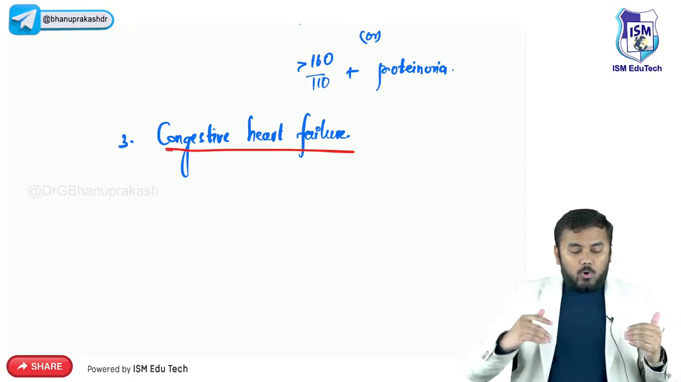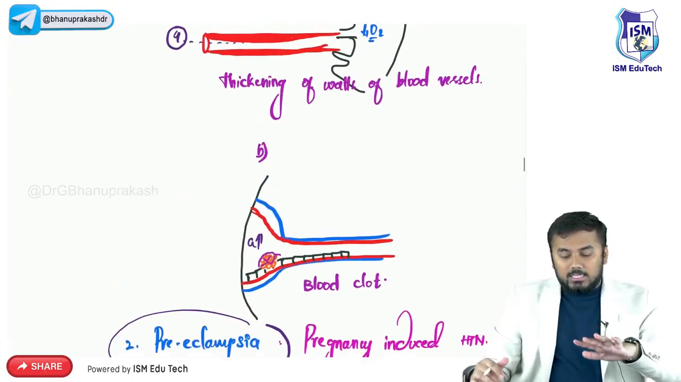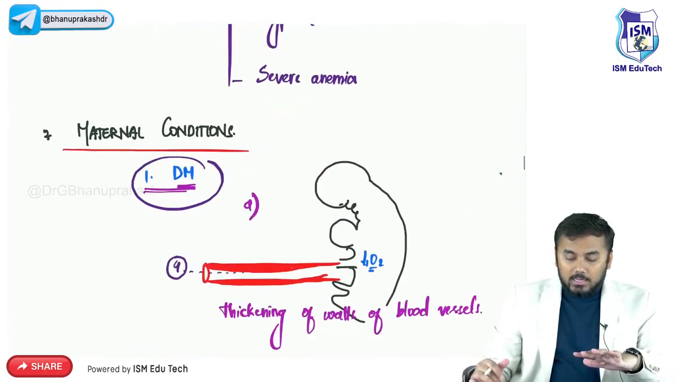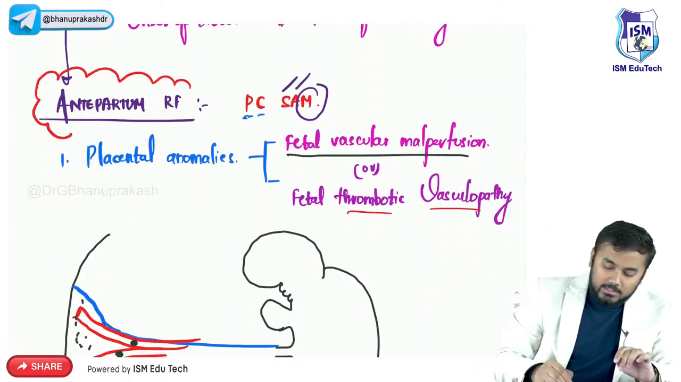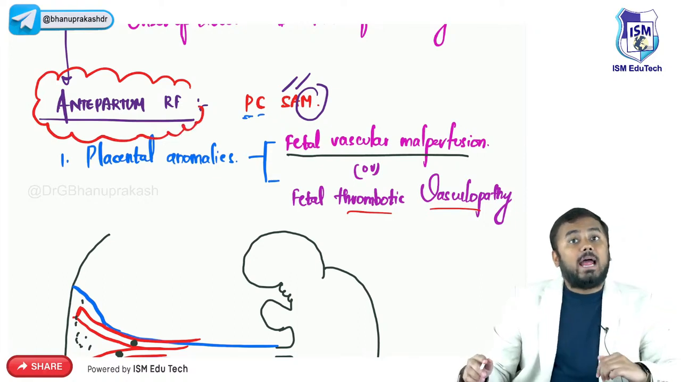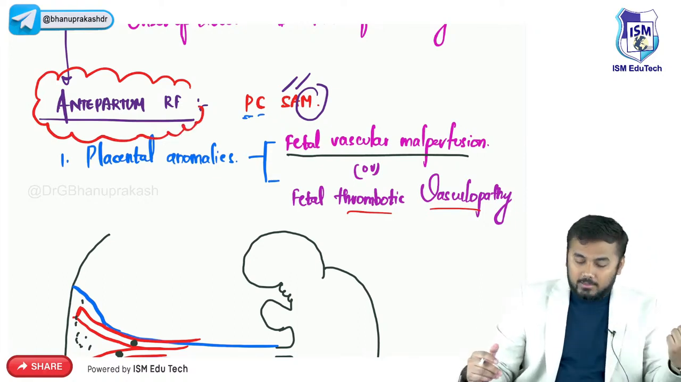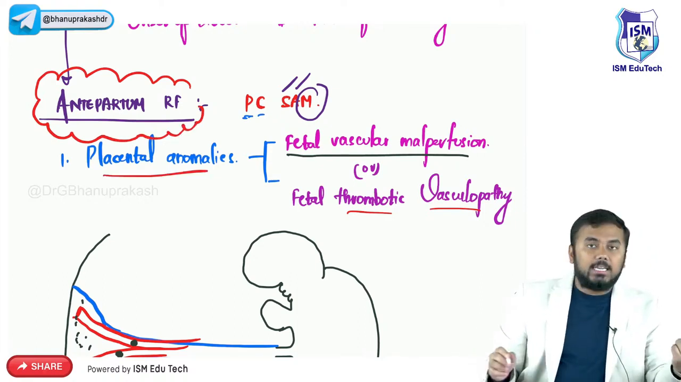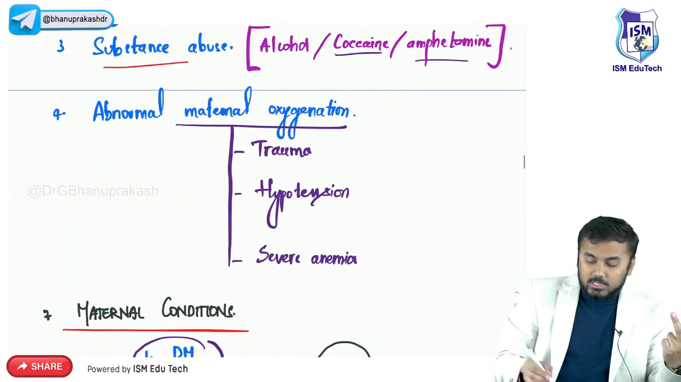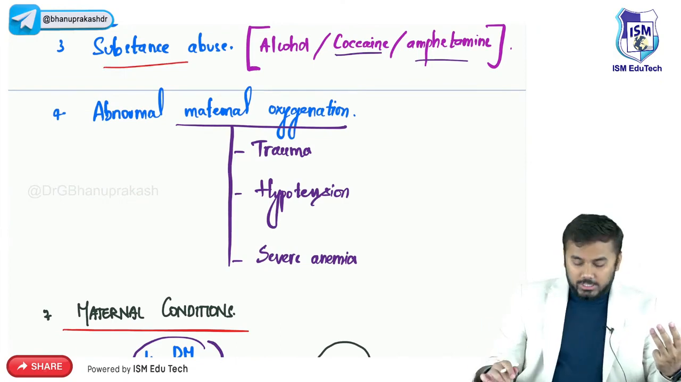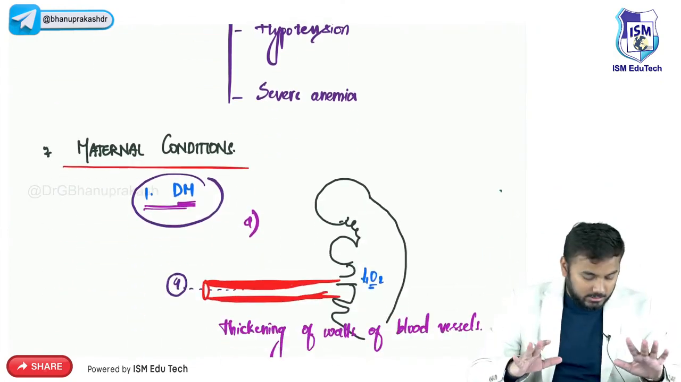So till now, whatever I have discussed, guys, all these are antepartum risk factors. What do you call them? Antepartum risk factors. So we have discussed placental anomalies, second congenital infections, third substance abuse, abnormal maternal oxygenation, and finally the maternal conditions.